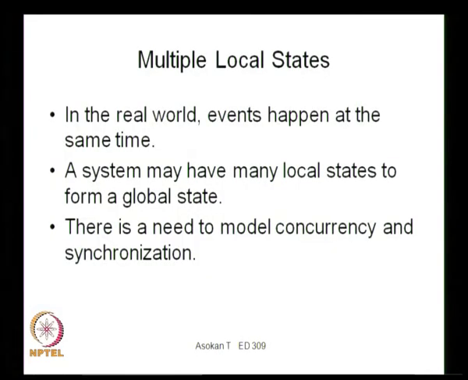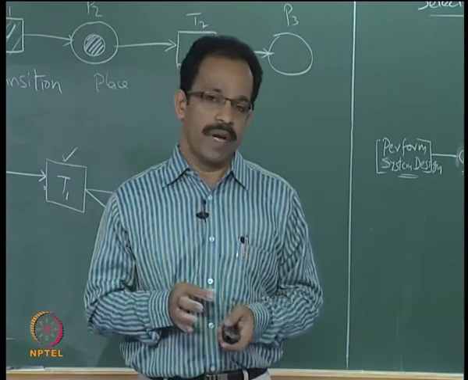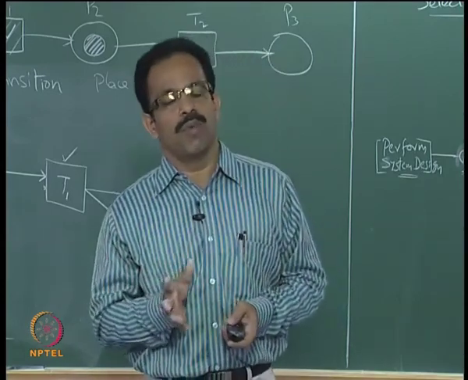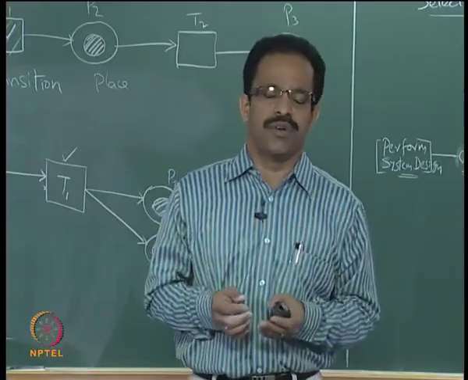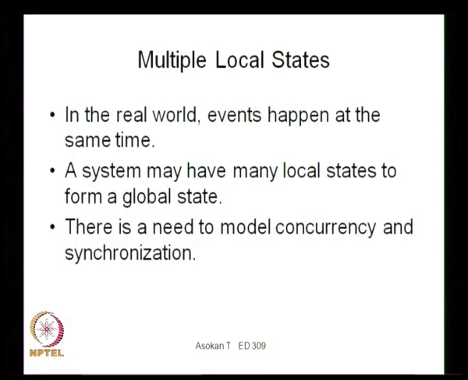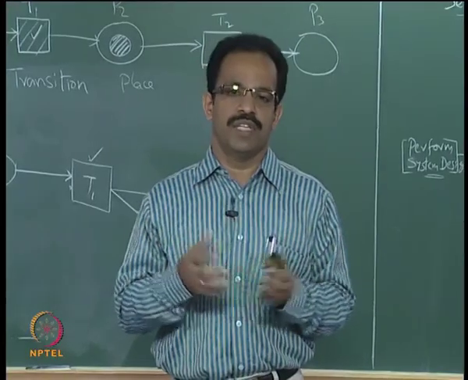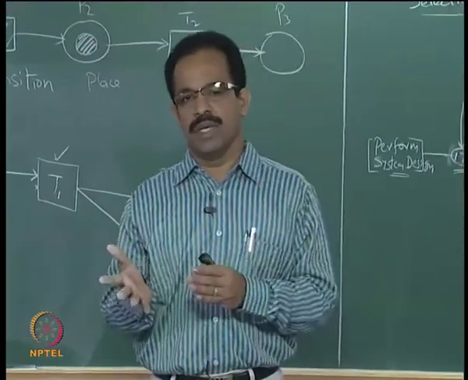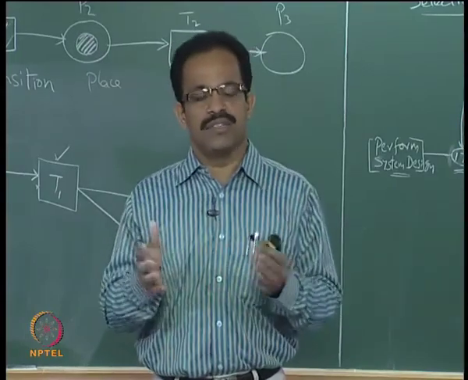Sometimes things will happen at the same time, and the system may have many local states that form a global state. Some systems will have multiple input states, and these multiple input states will lead to a global state. That can also be modeled using PetriNet, and the need for concurrency and synchronization can also be modeled and analyzed using PetriNet. So these are the advantages of using PetriNets, and we will try to see how to model this kind of scenarios of overflow, or the system getting into a situation where there is no output, or how concurrency can be modeled. These cases we will see in the next class.